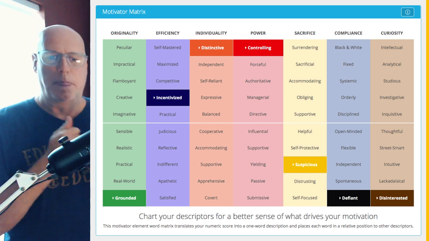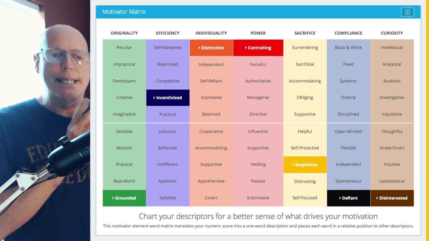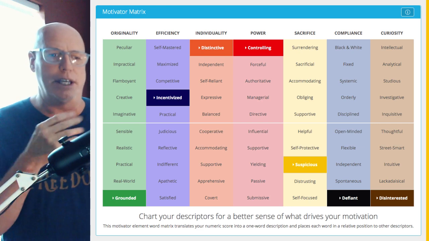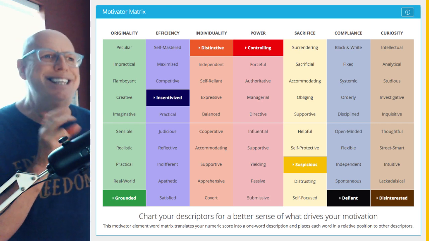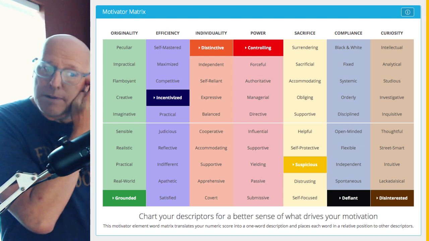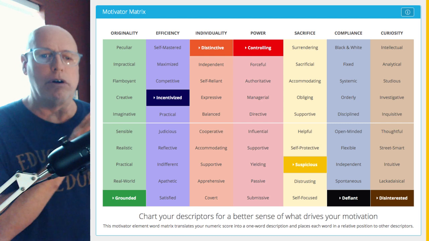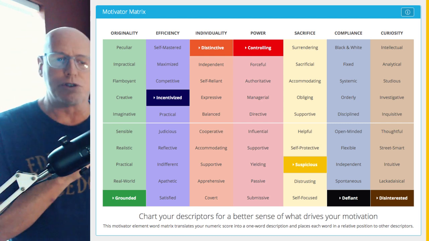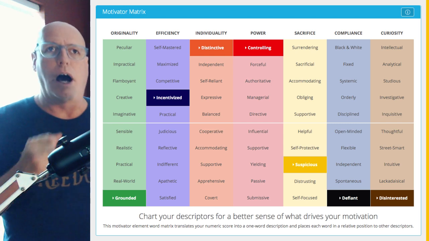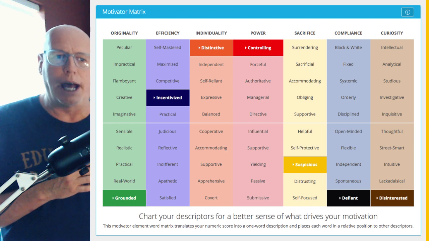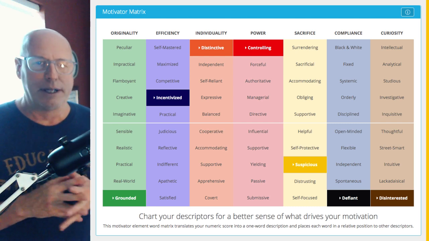Number one. Individuality here is really high. It's in a need zone. The top two levels and all of these motivational drivers are called the need zone. All right. Now, we measure that somewhere else.